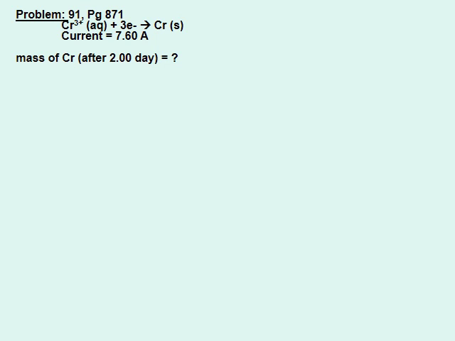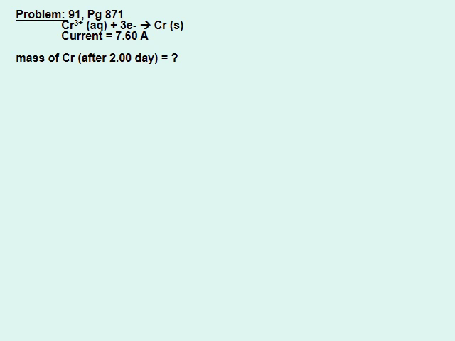Let's go over number 91, page 871, Brown-LeMay book, 12th edition. The question is, a chromium 3 plus solution is electrolyzed using 7.60 ampere of electricity. What mass of chromium is plated out after 2 days? So basically they're asking for how many grams of chromium you're going to get after passing electricity for 2 days. So let's do this problem.